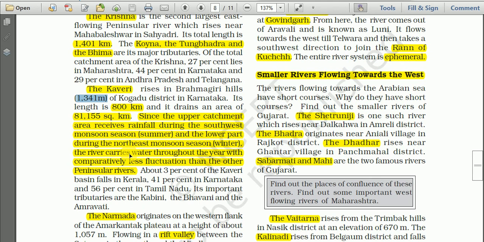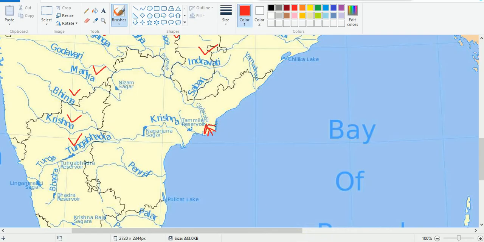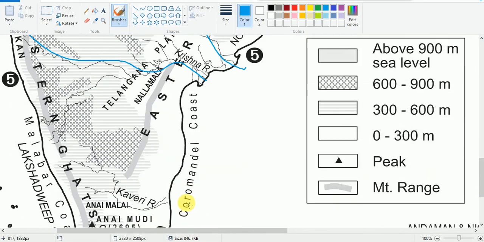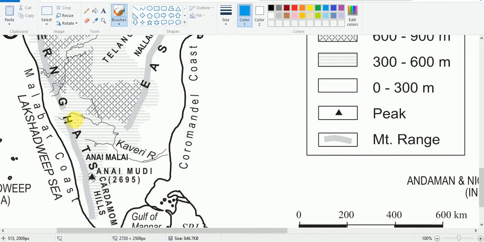So the Kaveri rises in the Brahmagiri Hills of Kodagu district in Karnataka. We may see this on the physical map. The Kaveri River is here; it rises from here and flows towards the Bay of Bengal. Here, Brahmagiri is another important range of the Western Ghats.